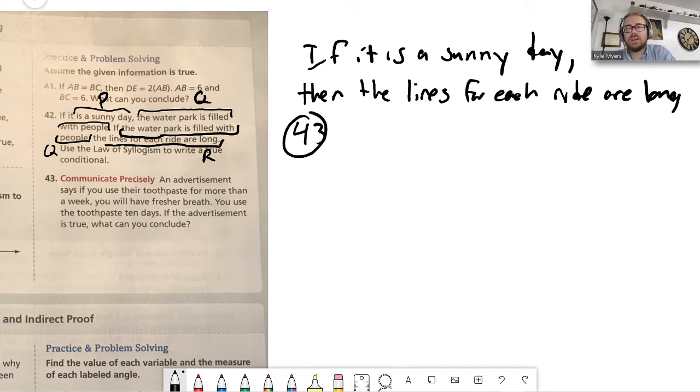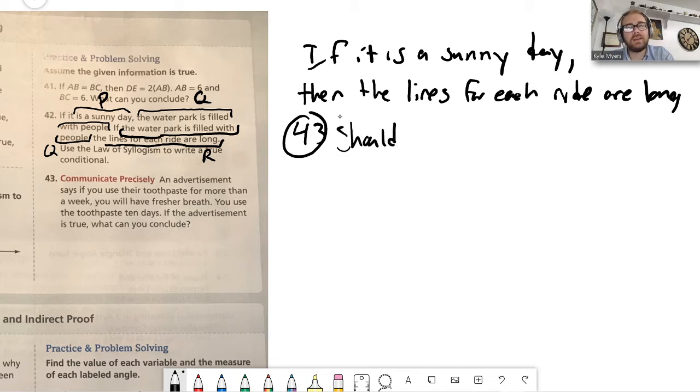Communicate precisely. An advertisement says if you use their toothpaste for more than a week, you will have fresher breath. You use the toothpaste for 10 days. If the advertisement is true, what can you conclude? This would be law of detachment, which is sort of like a no-duh kind of law. A week is 7 days, so more than a week would be 8 or more days. You use the toothpaste for 10 days, which is 8 or more days, so we can conclude that we should have fresher breath.